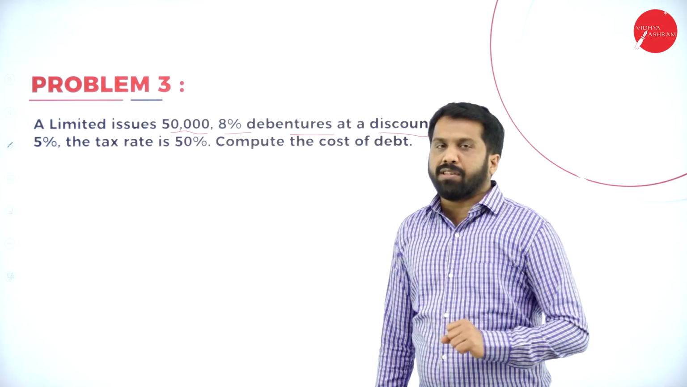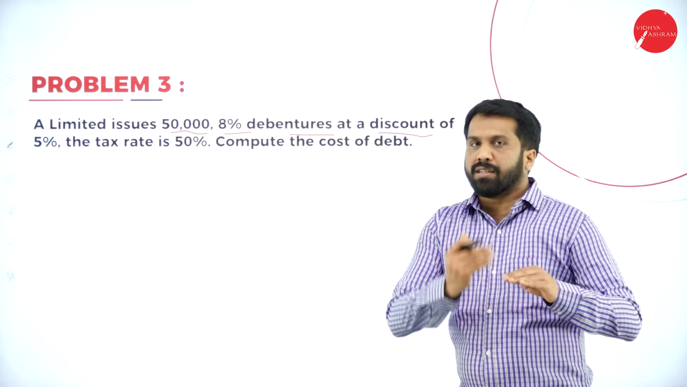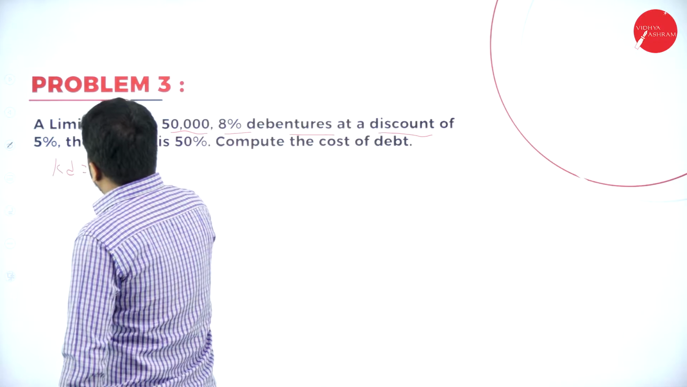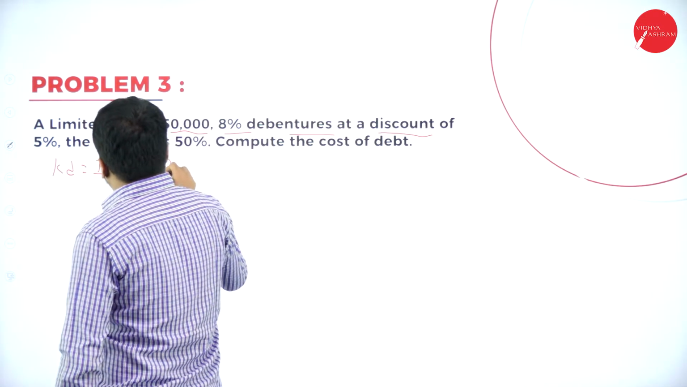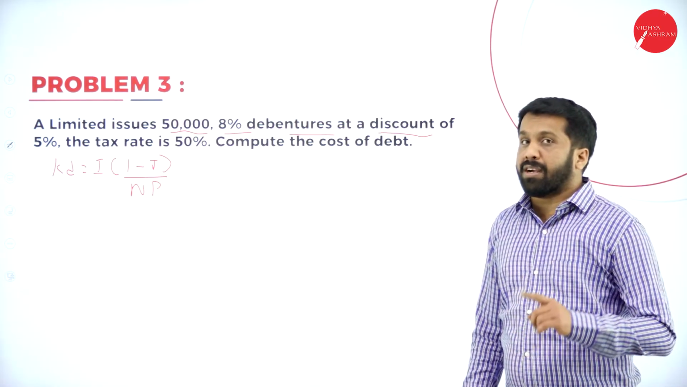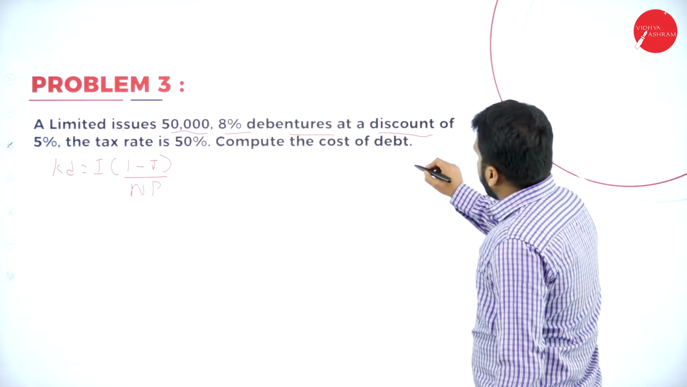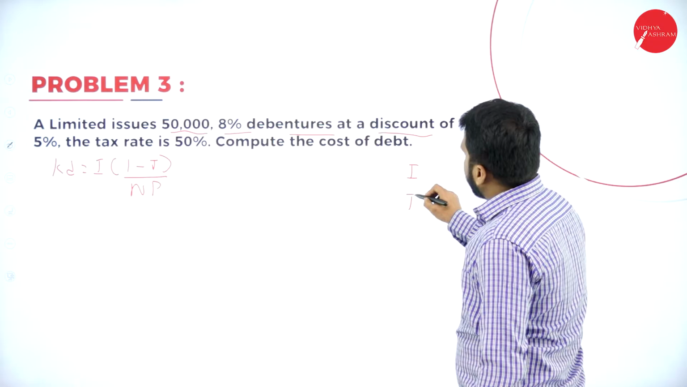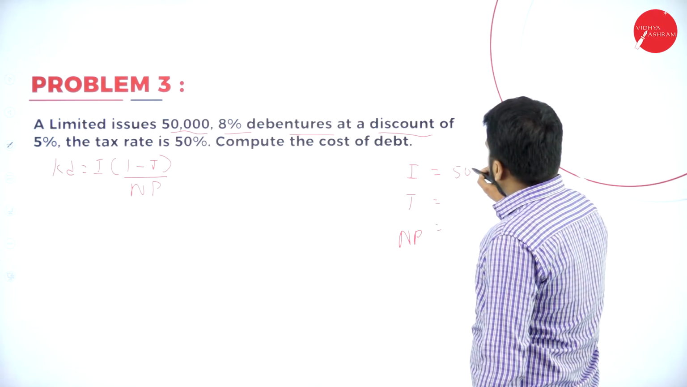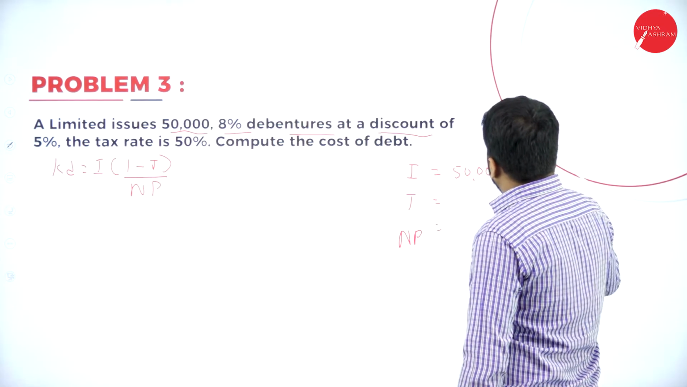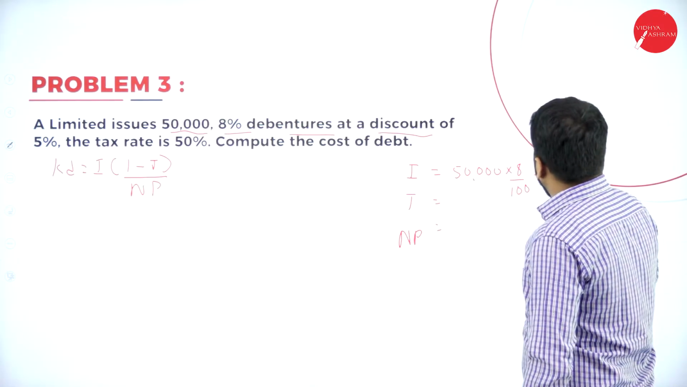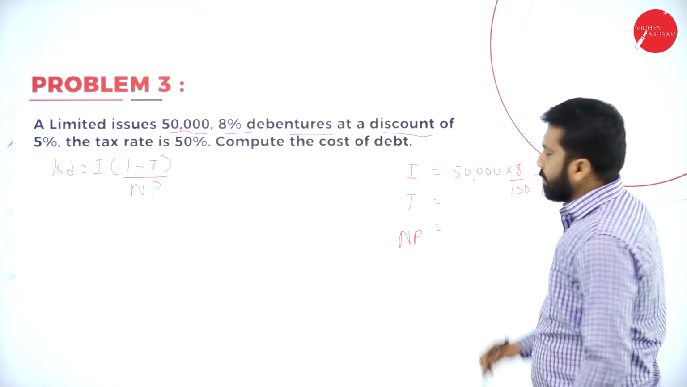Same procedure. We'll write down the formula. We'll extract all the information. Then we'll simplify. Now, what is the formula? Kd is equal to I(1 minus T) whole divided by NP. Now, I'll simplify this. First we need I, then we need tax, then we need net proceeds. I is how much? 50,000 multiplied with 8%. How much will you get? 50,000 into 8%, you will get around 4,000.